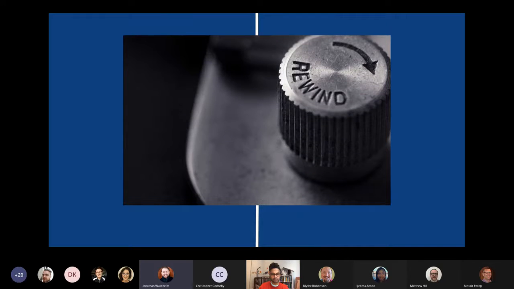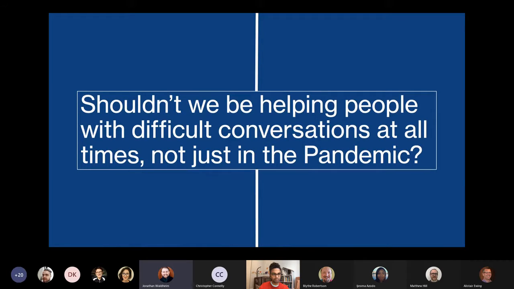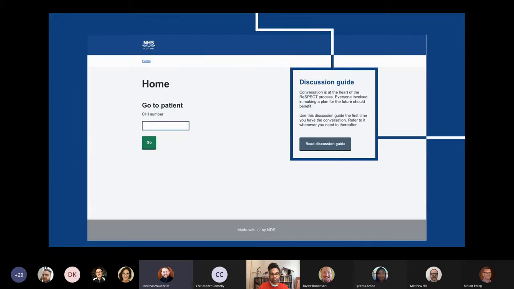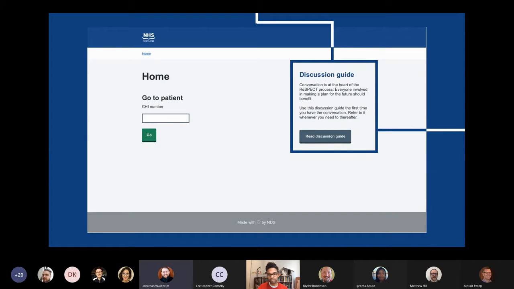So on that note, I'd like to bring you back to Respect, which is where we started. As time progressed through the EACP project, and we went through these different cycles of design and testing, it became clear that the work on EACP could definitely be portable to our Respect application. Shouldn't we be helping people with difficult conversations at all times, not just in a pandemic? And so that is what we have done. Respect version 3, which we're hoping to launch in Forth Valley in early 2021, will include a discussion guide embedded within the software.